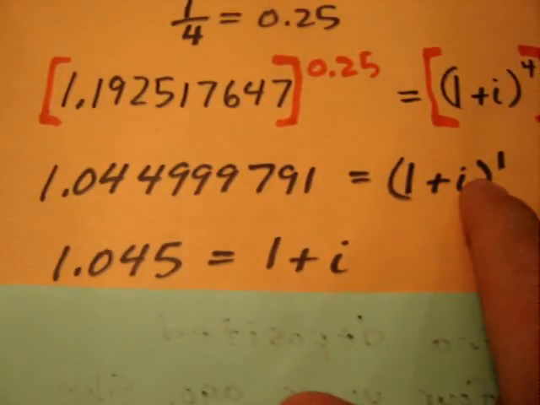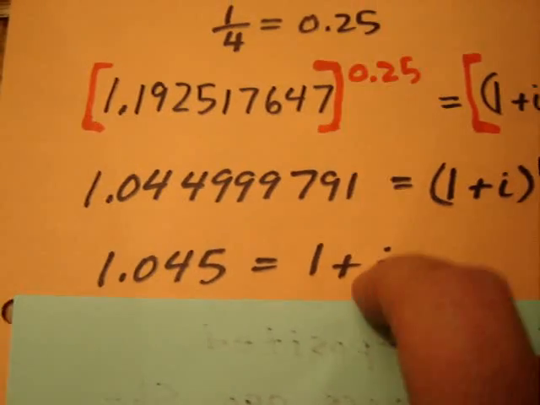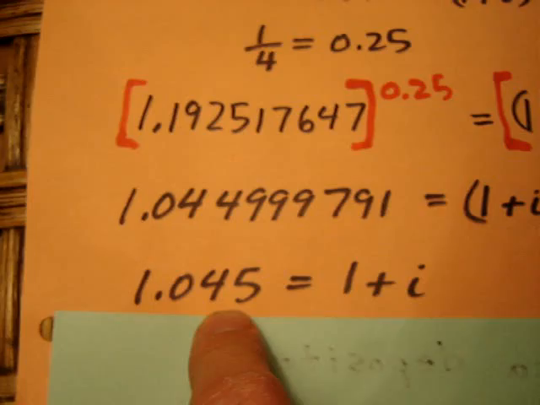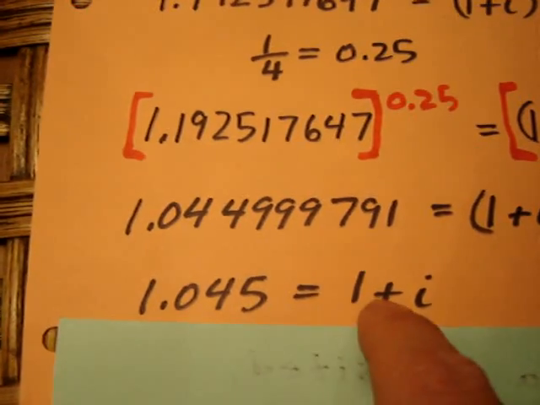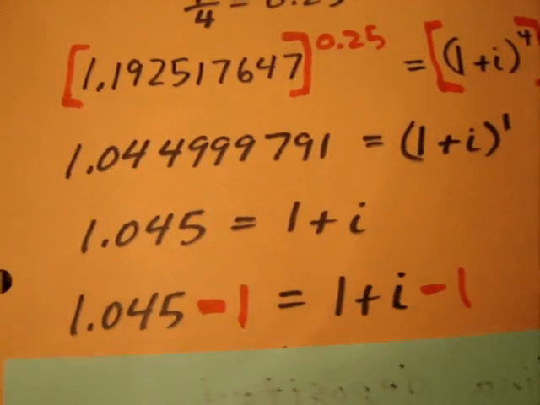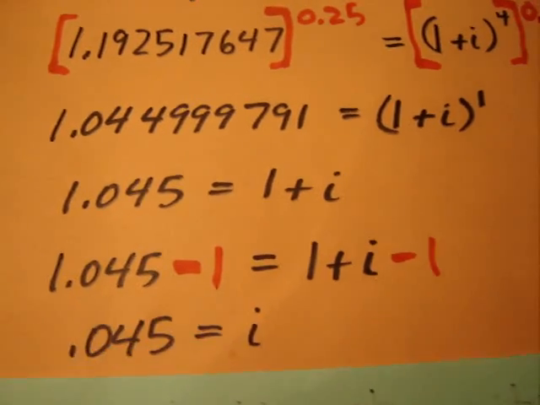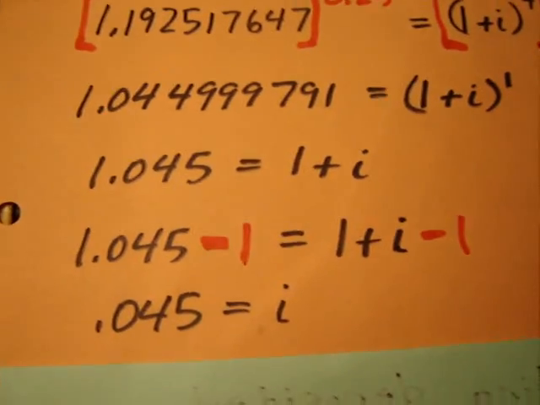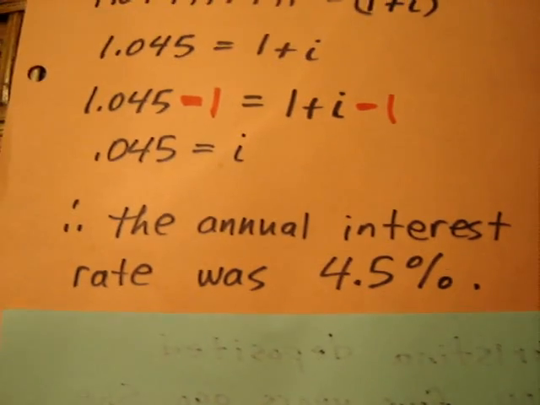Well, since we have an exponent of 1, we can simply express it as 1 plus I, and we can round this to 1.045. Well, we want to isolate the I, so we're going to subtract 1 from the right-hand side and subtract 1 from the left-hand side. 1.045 minus 1 equals 1 plus I minus 1, which means 0.045 equals little letter I. So the annual interest rate is 4.5%.